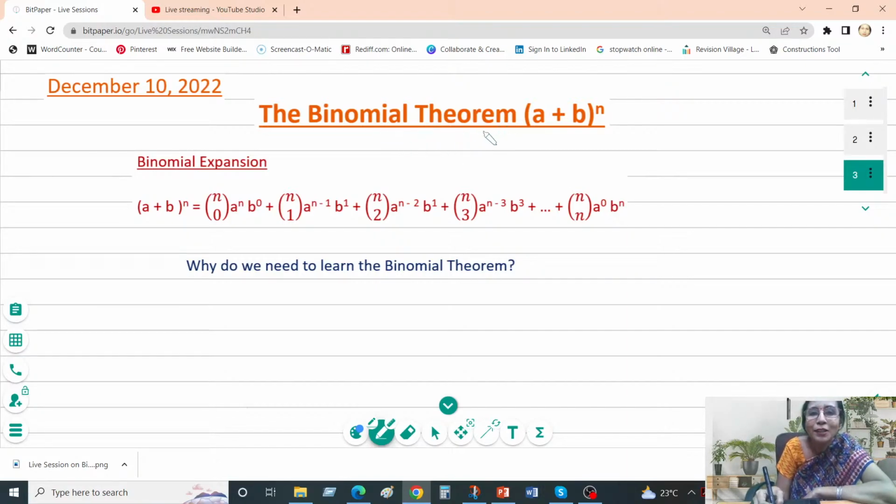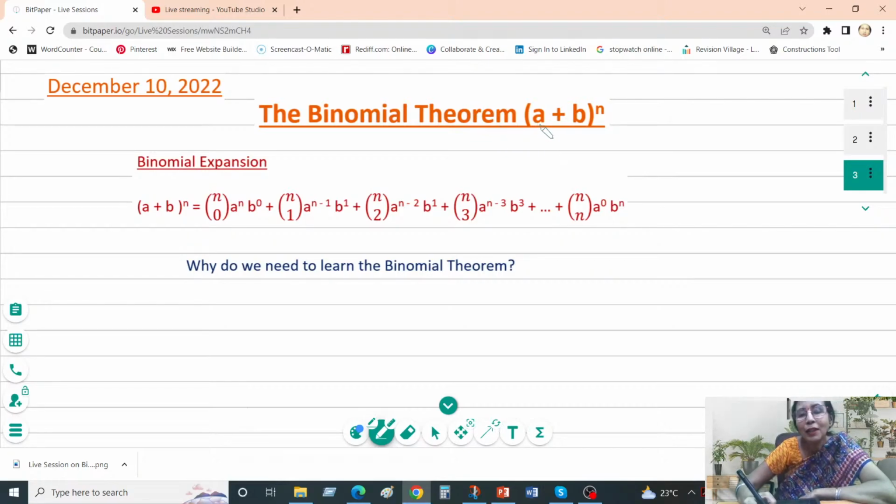Let us start the session. Today is the third session of this topic, the binomial theorem, (a plus b) whole raised to the power of n, where n is a positive integer. We have learned that (a plus b) whole raised to the power of n is this. What all did we learn in our past two sessions?